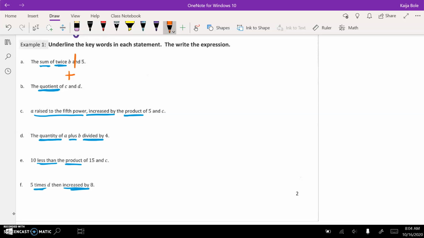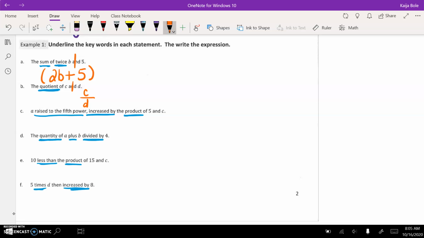So the sum of, we've got twice b, so that'd be 2 times b and 5. And then remember, for sum, we should put parentheses around it, okay? Part B, the quotient of C and D. So quotient is division, and we're writing division as a fraction. There's that word "and" again. So it'd be C over D.